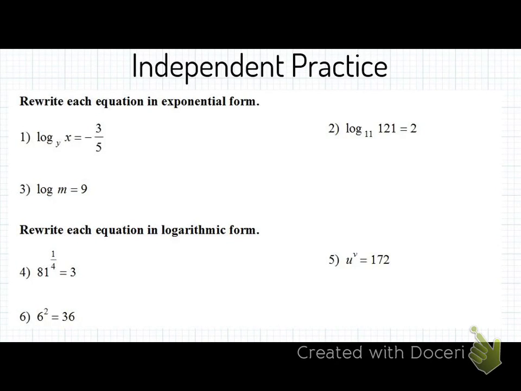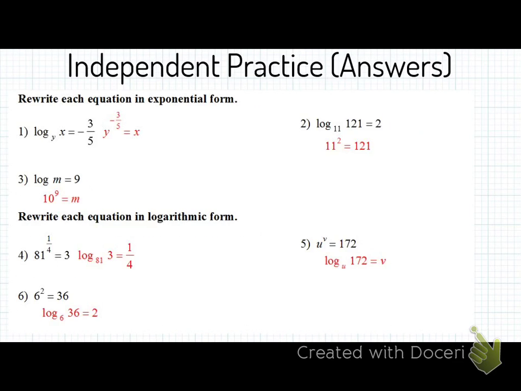All right, so you should have practiced these. Here we go. Here are the answers. Okay. Number 1, y to the negative 3/5 is equal to x. Number 2, 11 squared is equal to 121. Number 3, 10 to the 9th is equal to m. Raise your hand if you're confused with number 3. Okay, good. I did that on purpose, so check this out.